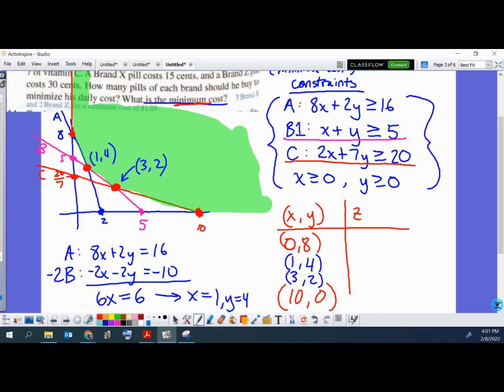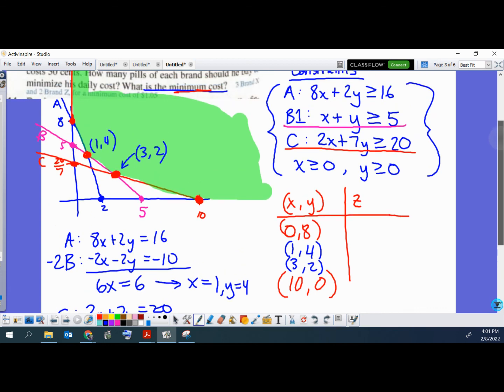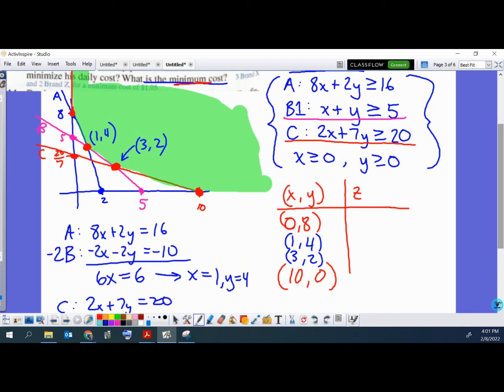Notice I did not need this intersection point where A intersects C because it is not part of the feasible region, right? The green doesn't come up to that. And so that's not feasible. That won't get all the vitamins that Mike May needs here. So that's why it's not in the feasible region. It didn't fulfill those constraints.